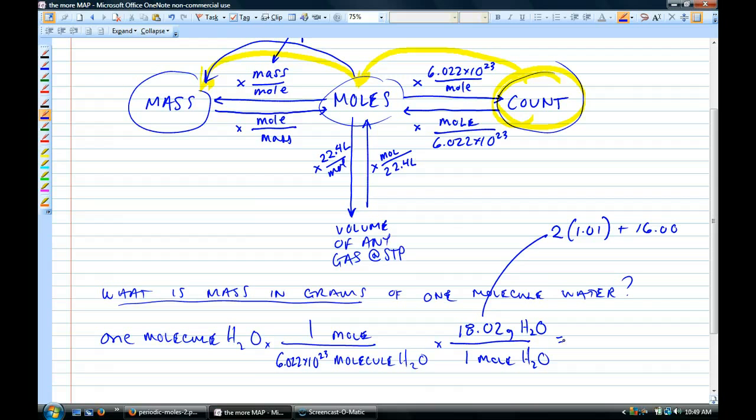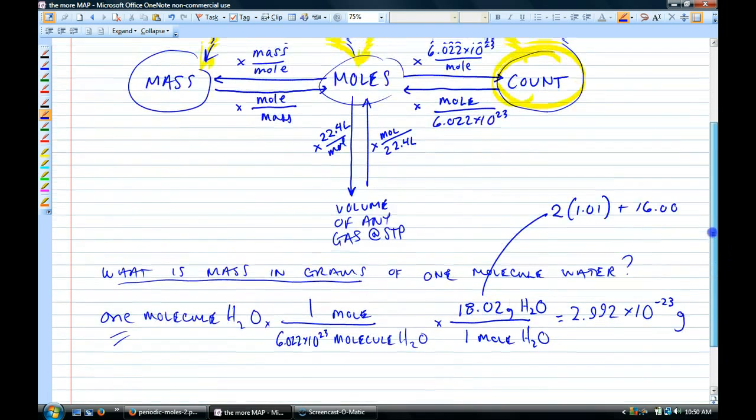Now let me grab a calculator, and we'll run these numbers. We've got 1 divided by 6.022 times 10 to the 23rd times 18.02 gives me, we'll say 4 sig figs here because we have exactly 1 molecule, 2.992 times 10 to the negative 23rd grams.